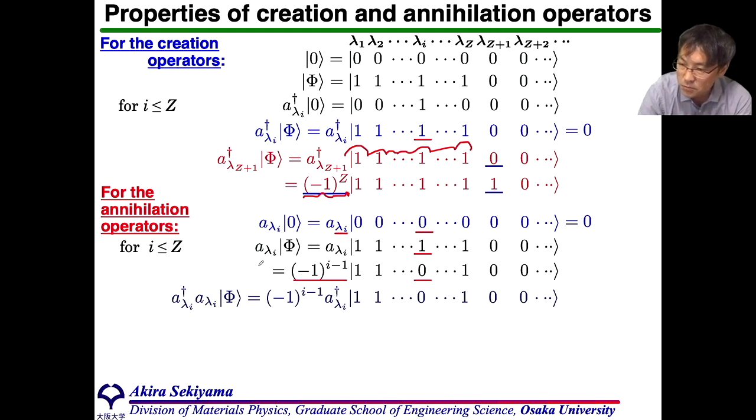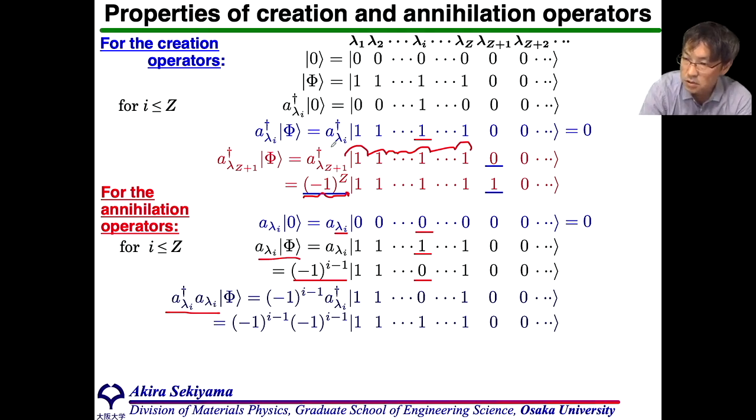By using this rule, we consider this procedure, namely for the state phi with a number of electrons z, once an electron is removed from the state lambda i and put again into this state. So by the definition of this one, we can calculate this state. Then we need to consider this state to be switched to 1 by saying this one. So the number of electrons in this state is i minus 1. Therefore, this term is again multiplied.